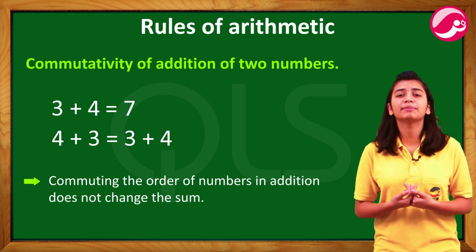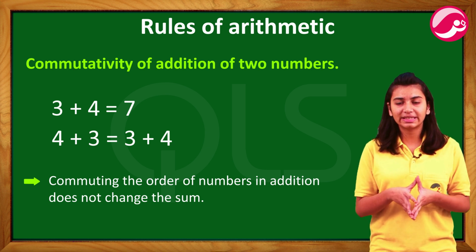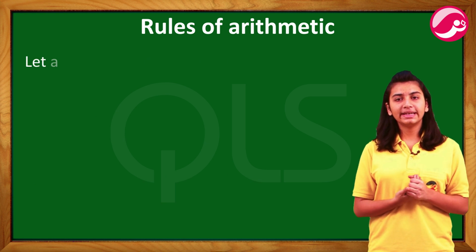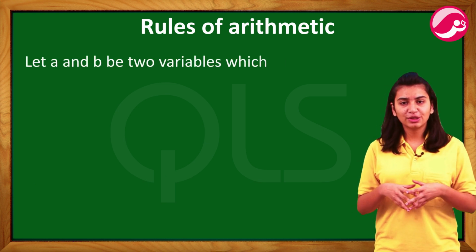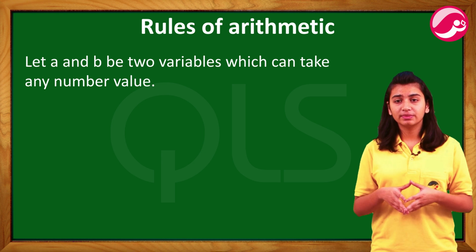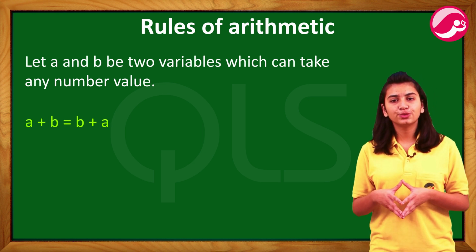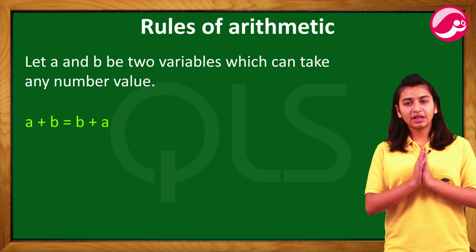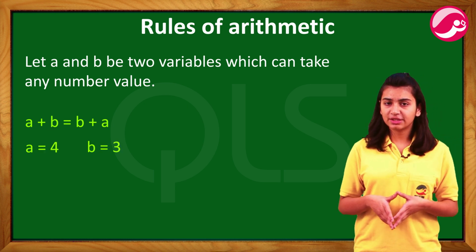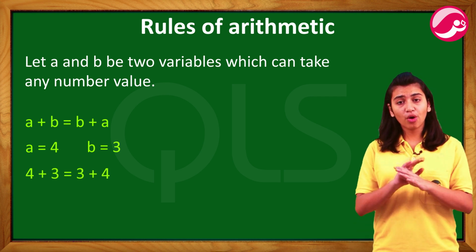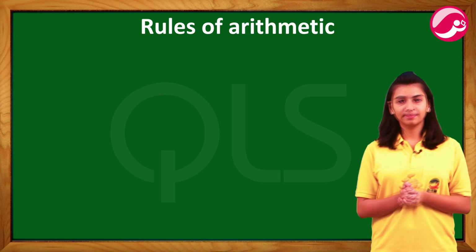The use of variables allows us to express the generality of this property in a concise way. Let A and B be two variables which can take any number value. Then A plus B will be equal to B plus A. Once we write the rule this way, all cases are included. A is equal to 4 and B is equal to 3. A and B can take any value, so they will tell us about all the numbers in this world.